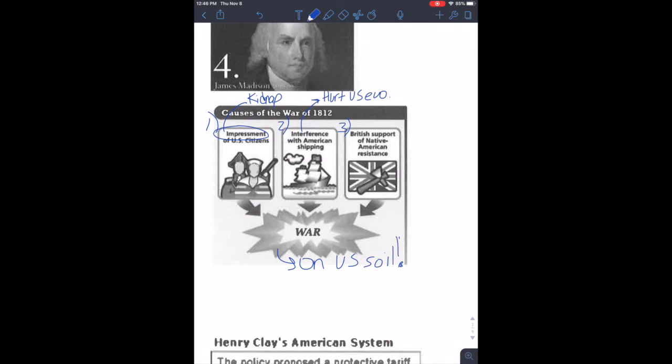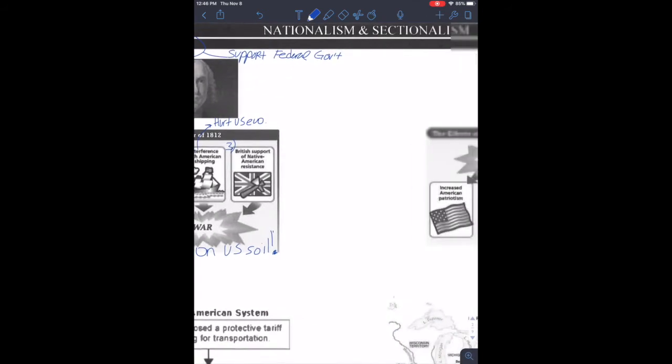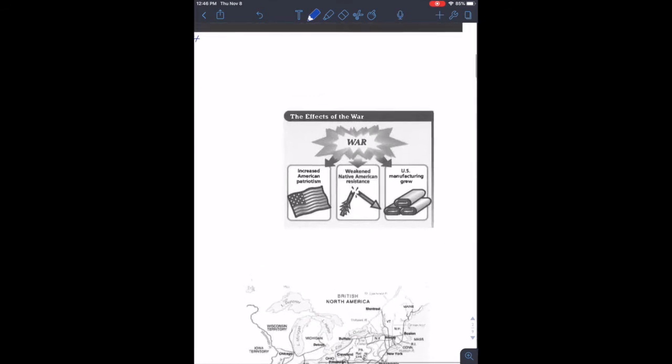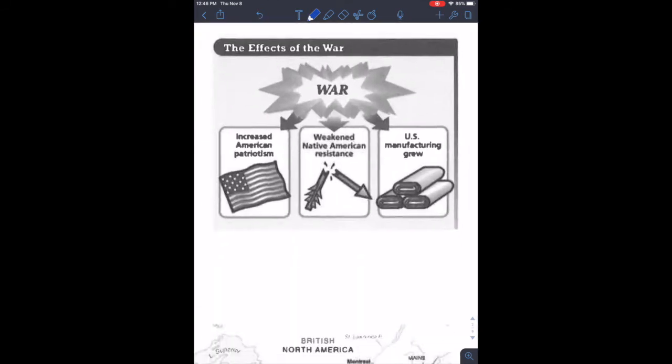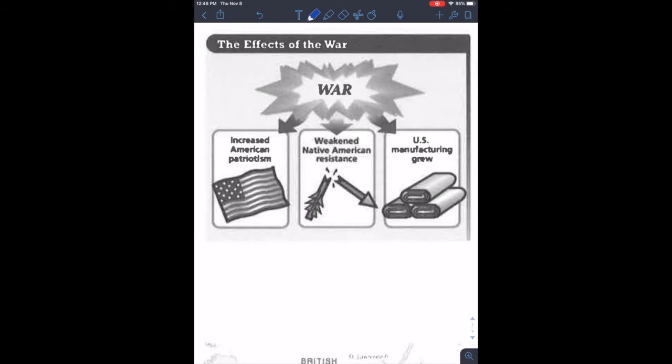So this war occurs on U.S. soil. The White House is almost burned down to the ground. But the U.S. stops the British from invading and remains sovereign and free. So the effects of this war is that this is going to increase patriotism, which is pride in one's nation. So many Americans are very happy to have won this war. Even though they're from different regions of the country, they feel connected.